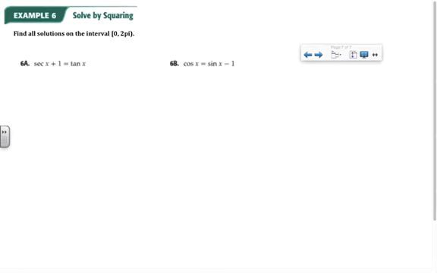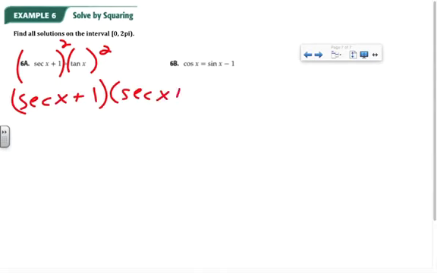In example 6, my instructions are telling me to solve by squaring. So I'm going to square both sides of this equation. When I do, please make sure that you remember secant of x plus 1 quantity squared is not secant squared plus 1. I have to FOIL that.